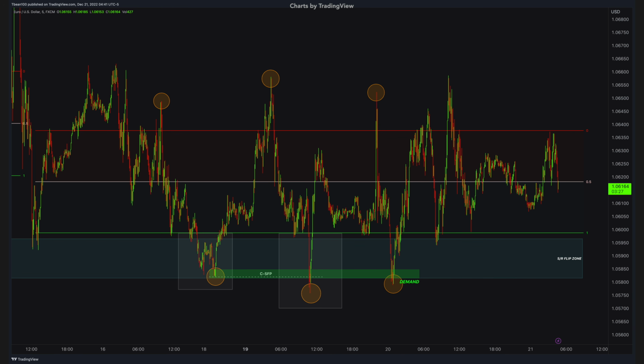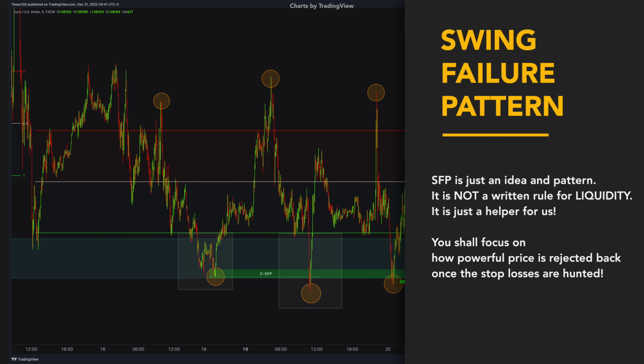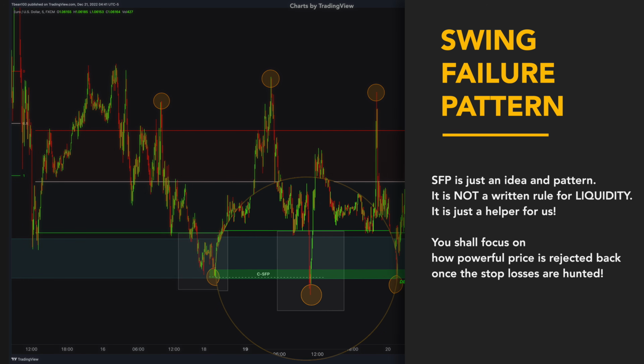It is not a rule that must happen all the time. When I look for liquidity sweeps, I mostly focus on how hard and powerful the price is rejected after stop losses are hunted. If it makes a very strong and high quality break without any rejection, it is less likely to be a stop hunt.